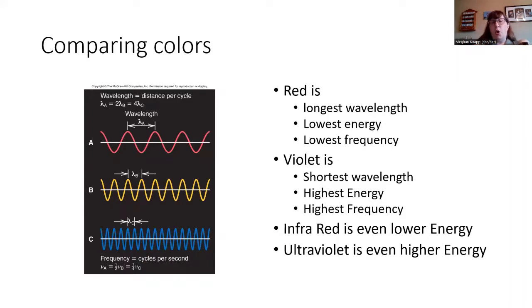All right, so remember that when you compare colors, red is the longest wavelength, the lowest energy, and the lowest frequency. And so this is going to be important when we talk about infrared light. Infra means below, and we'll get into that in the next chapter. And then in this chapter, we're talking about ultraviolet. So violet is the highest, ultra means above. So this is higher energy. And that is the kind of light that we are concerned with as far as sunburns and cancer and things like that.